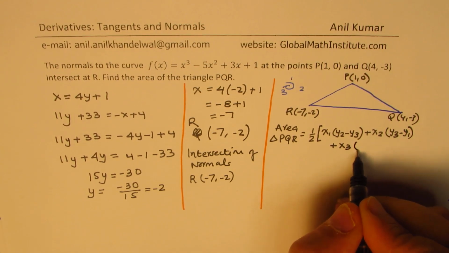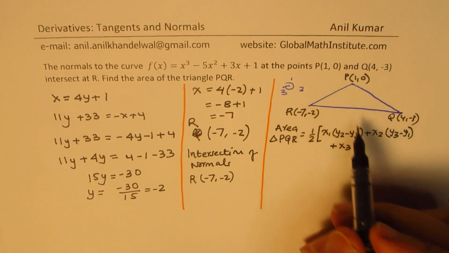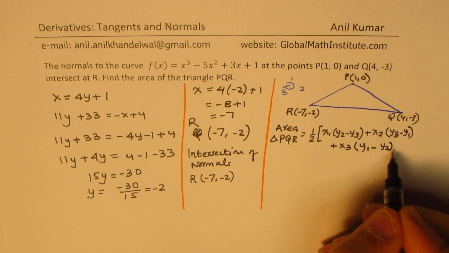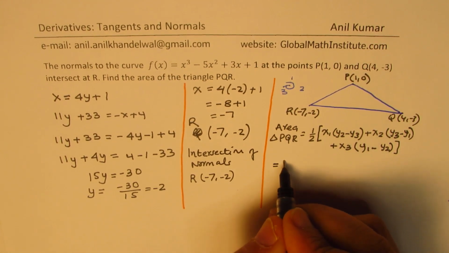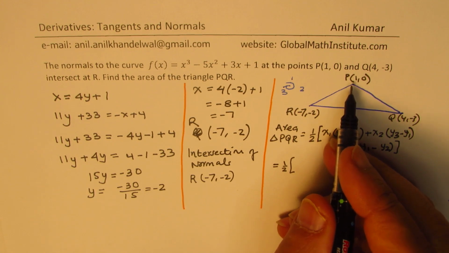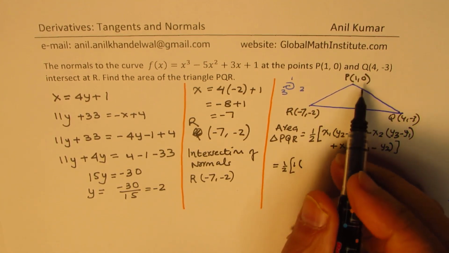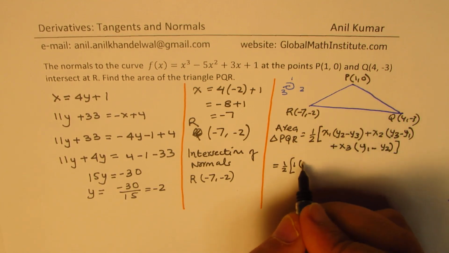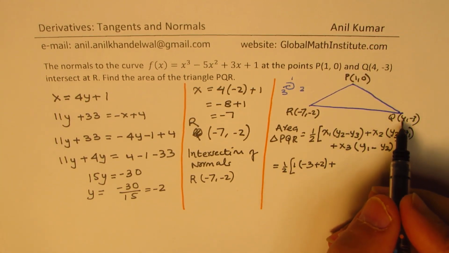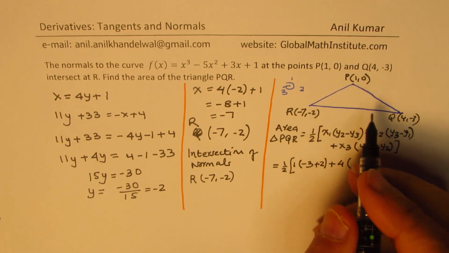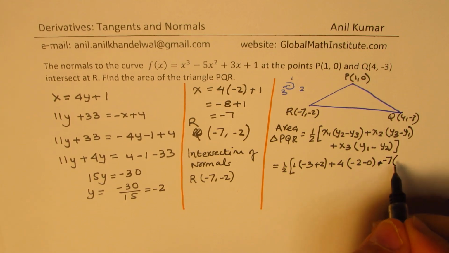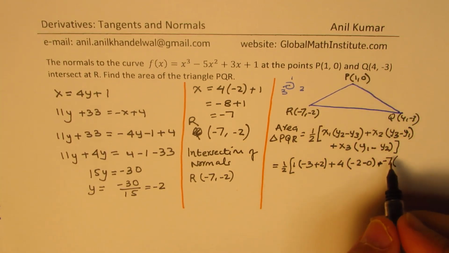Plus x3 times (y1 - y2). So we have taken care of y2, y3, now it is y1 minus y2. Is that clear to you? So that is how we get the area. So x1, we are taking the points 1, 2 and 3 in this order, right? So we have 1 times (y2 - y3), which is minus 3, minus, that becomes plus 2, plus then 4 times this minus that, which is minus 2 minus 0, plus next is minus 7, and then y values 0 minus 3, which is 3.